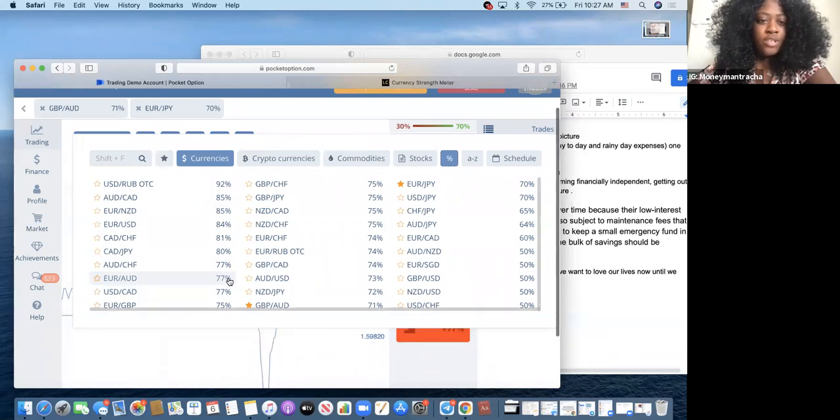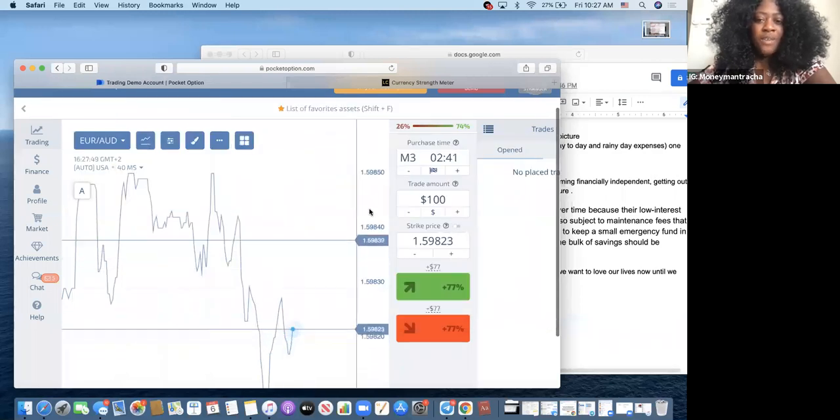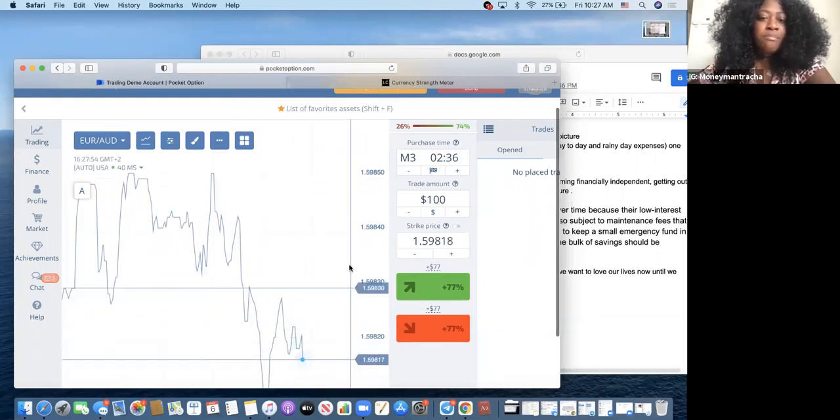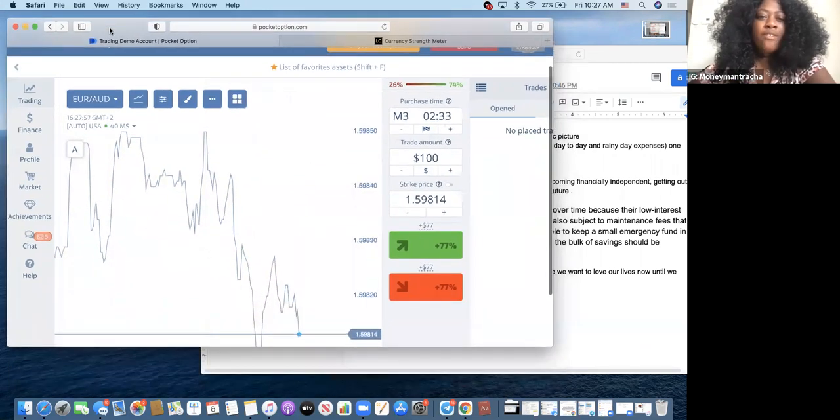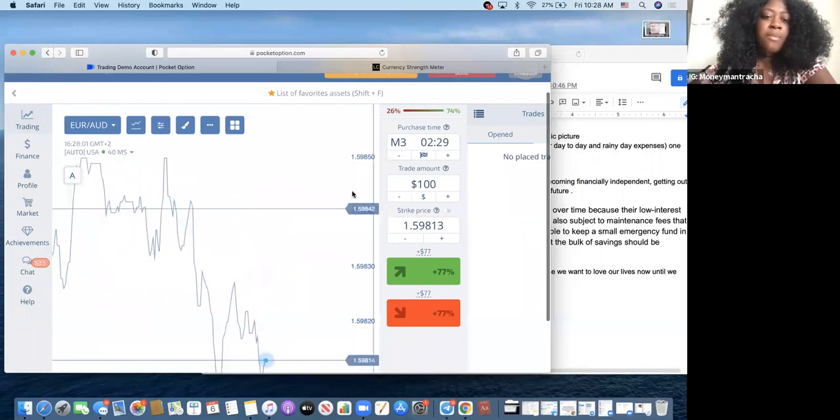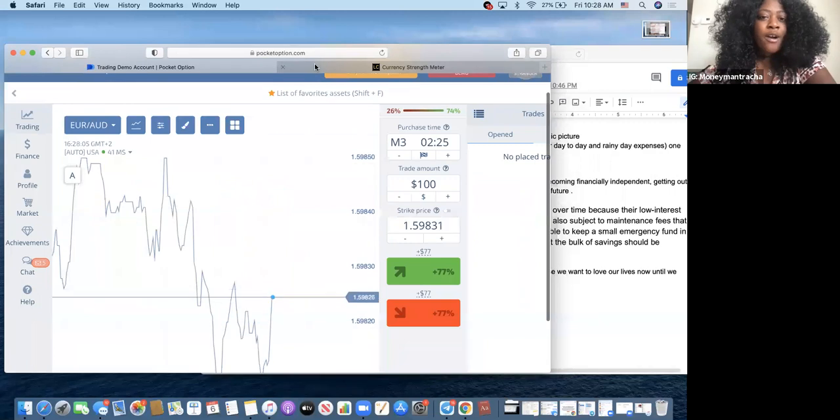It is over 70%, which is good. That's all we're looking for, just to make sure that we're getting a return on our money. That means that if we risk $100 with a 77% payout, we're going to be making $177 back, which is good. We don't want to have a low payout because it kind of defeats the purpose of getting into that trade. Yes, you can make money, but if you lose, you just lost a lot more than you gained, which was not worth it, right?